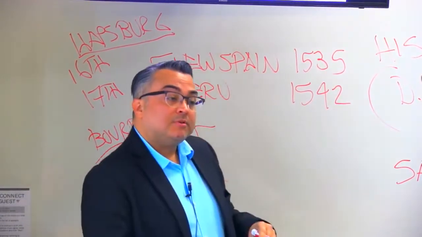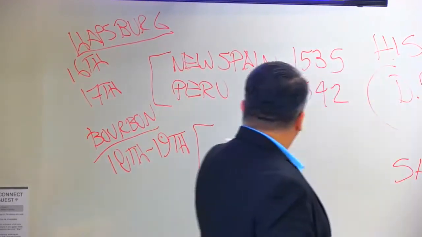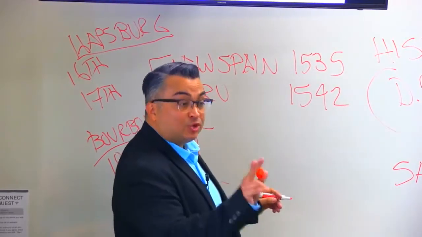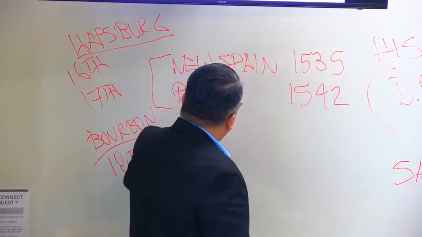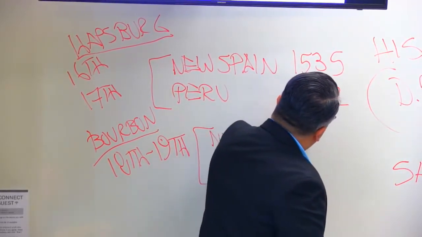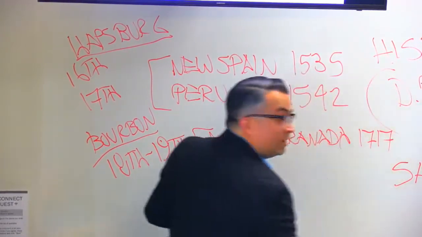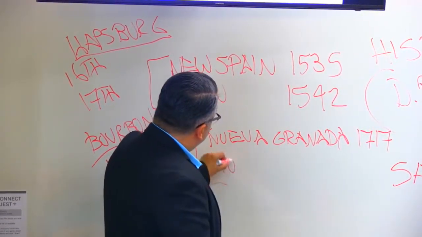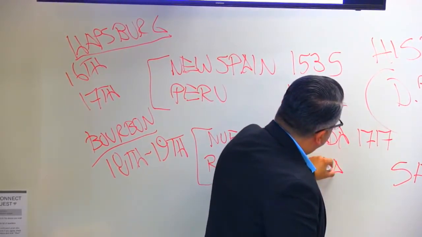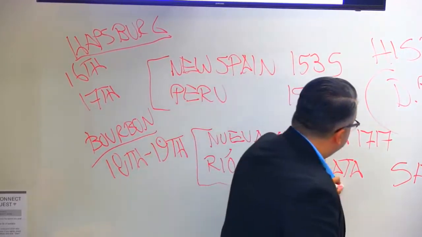When the Bourbons come into power, they restructure the territories. And Peru, they break Peru down into three territories. That is, they add two more viceroyalties. The viceroyalty of Nueva Granada in 1717, and then the viceroyalty of Rio de la Plata in South America, what today's Argentina, Bolivia, Uruguay, Rio de la Plata, and that's in 1776.